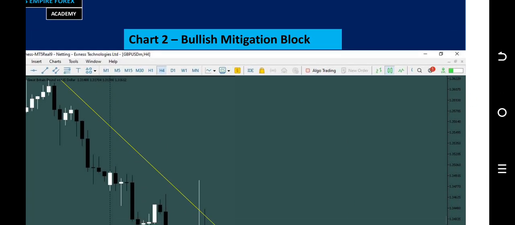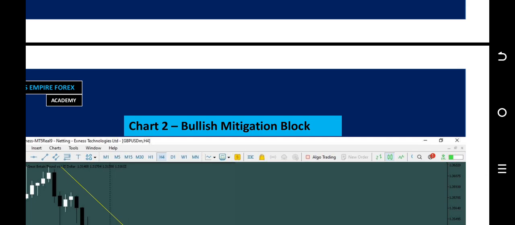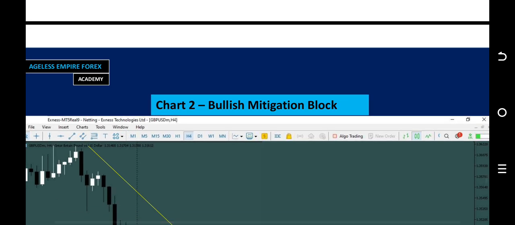All right, that is how to trade. That is how to differentiate between a mitigation block and breaker blocks. You can go into your chart and see all of this for yourself.